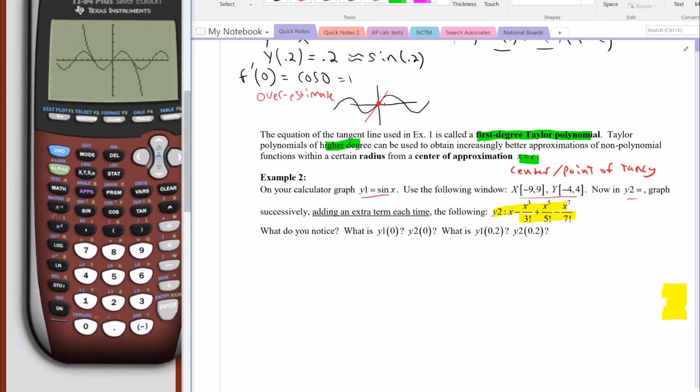So let's answer the question. What do you notice? We notice that the more terms we add, the more accurate it becomes.